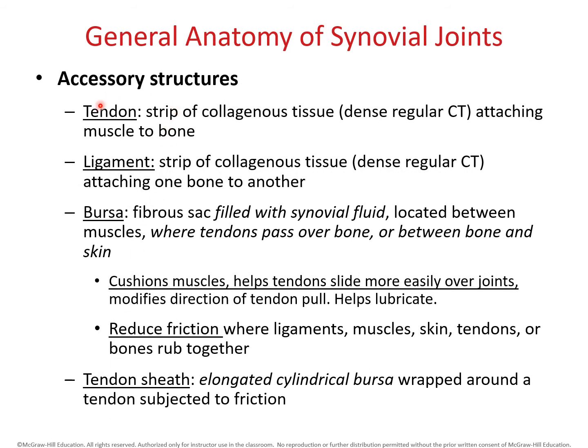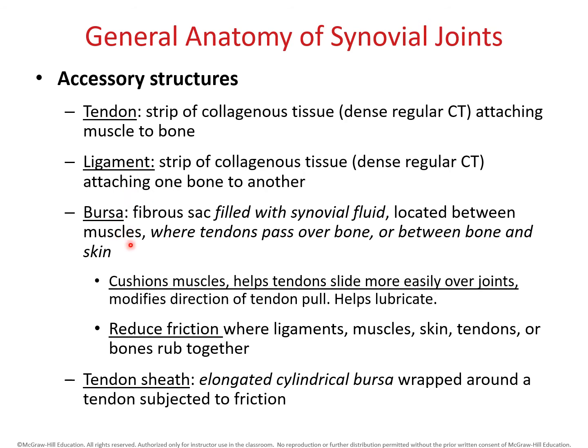Other structures, we call them accessory structures. There are tons of other structures we can find in synovial joints. Tendons, as I already mentioned, which are made of dense, regular connective tissue, as you remember. These are going to be attaching muscle to bone. Ligaments, also dense, regular connective tissue. We know those are going to be there.